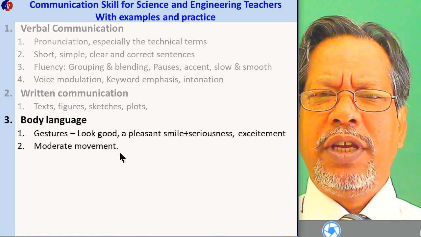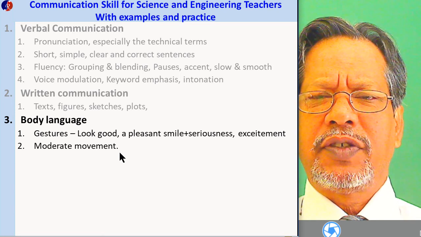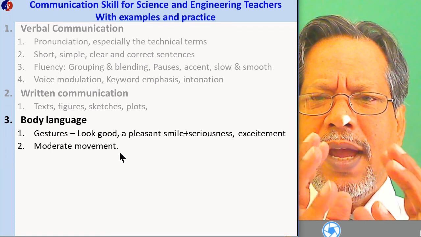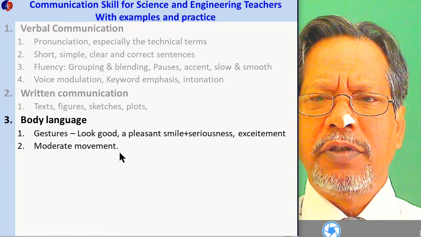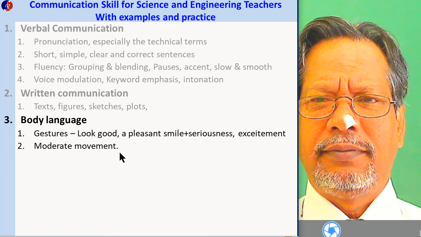Moderate movement. When you're describing something, suppose you're talking about a body, do not just say, let us consider a body. Draw the picture or show with hands. Hand movement is also important, not too much. That gets distracting.